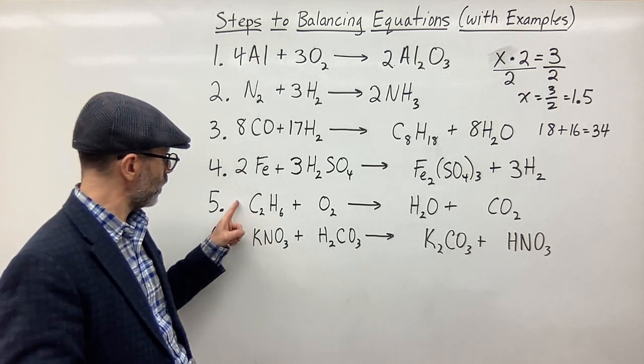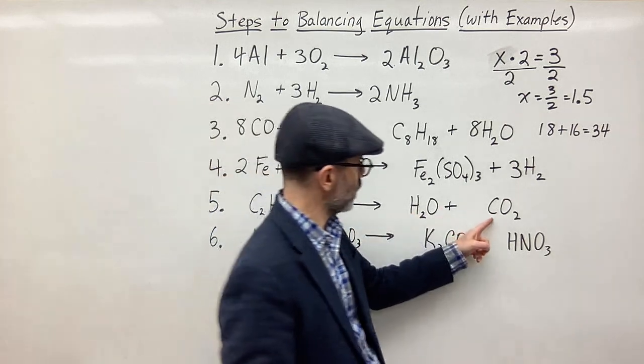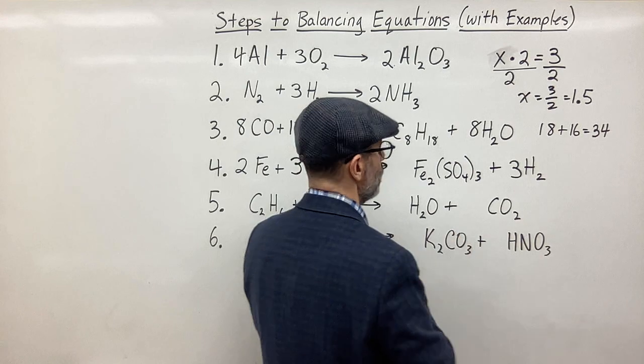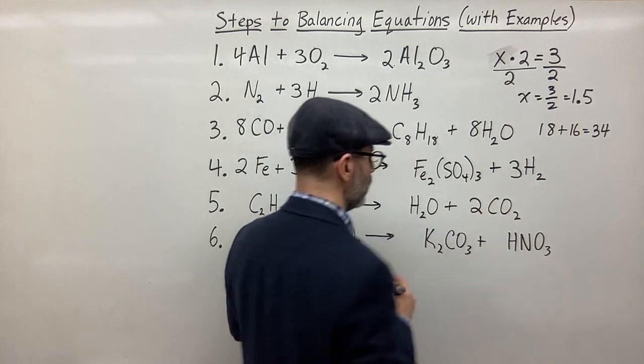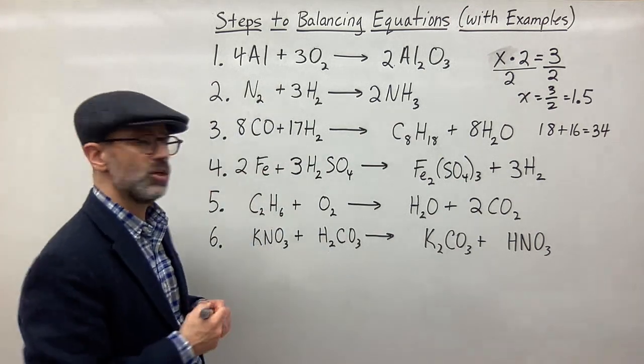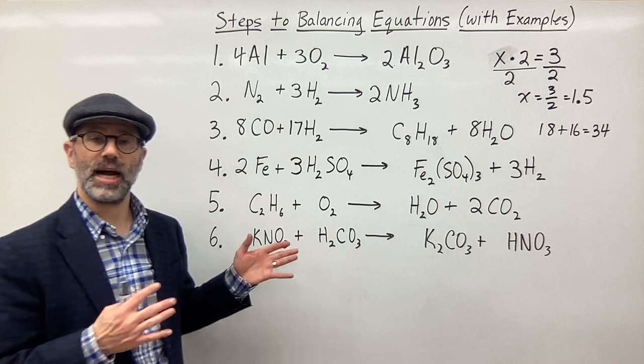We have 1 times 2 is 2 carbons here. I have 1 carbon here. 1 times 1 is 1. So I need a 2 coefficient. 2 times 1 is 2. So now my carbons are balanced. So next is hydrogen and oxygen.